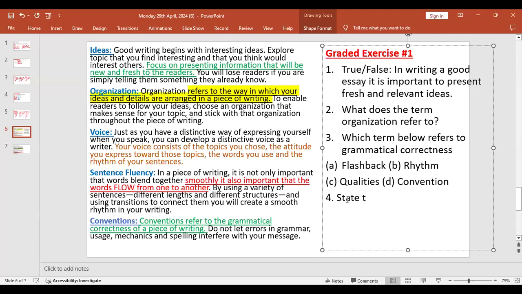State 3. Your voice consists of. All right, just 4 questions.